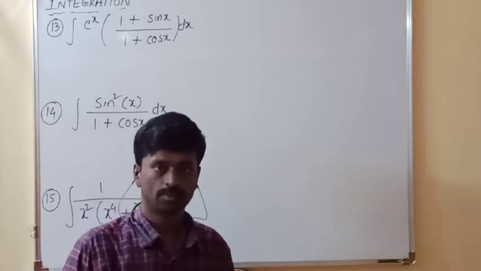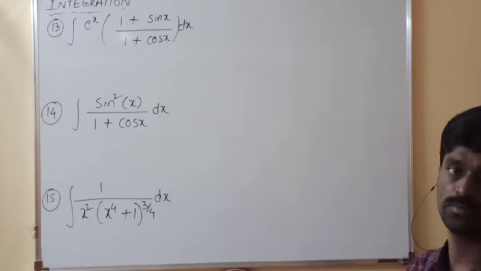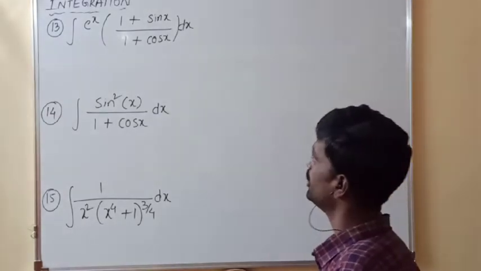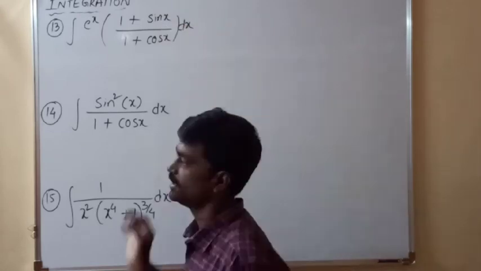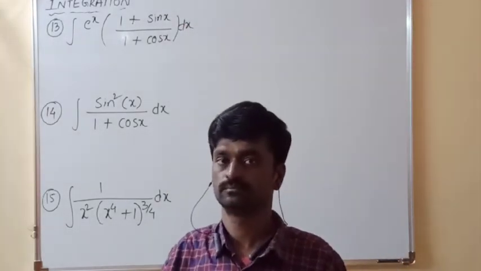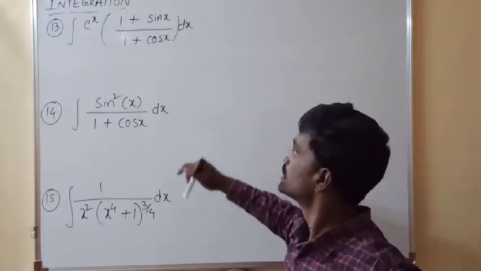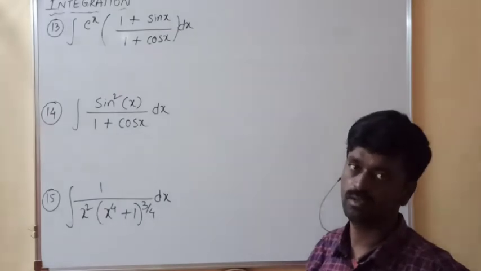So look at the next three problems. Integral e power x into (1 plus sin x) by (1 plus cos x). Looking at this, we have to express this function 1 plus sin x by 1 plus cos x. How to express that one? Better to write sin x with the half angle formula, and 1 plus cos x with the half angle formula.